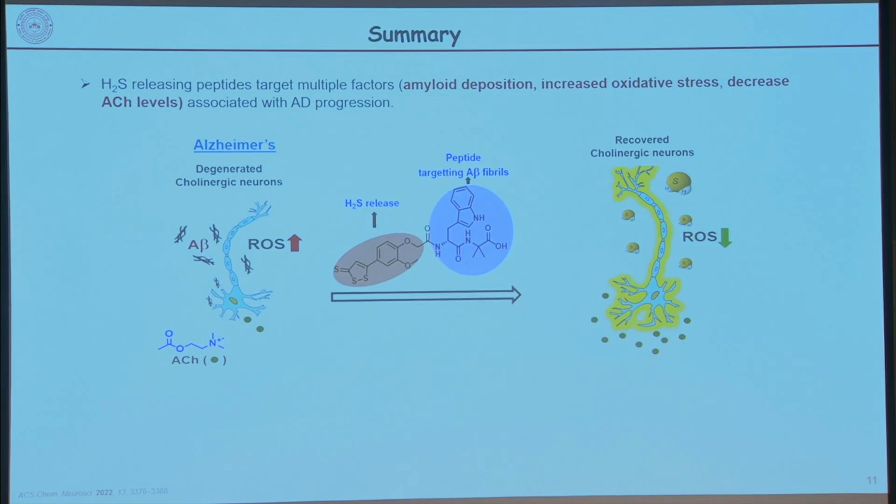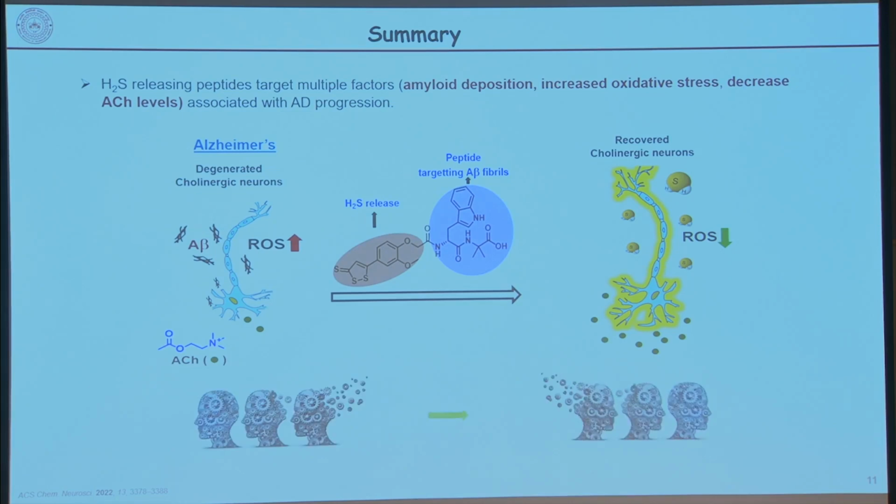So in conclusion, we have developed a hydrogen sulfide releasing peptide conjugate, which will target three important factors of Alzheimer's disease, and we observed a significant reduction in the A beta aggregate and reactive oxygen species, as well as a significant increase in acetylcholine level in C. elegans. So our future plan is to test these peptides in a mouse model of Alzheimer's disease with the hope to recover the neuronal loss caused by Alzheimer's disease.